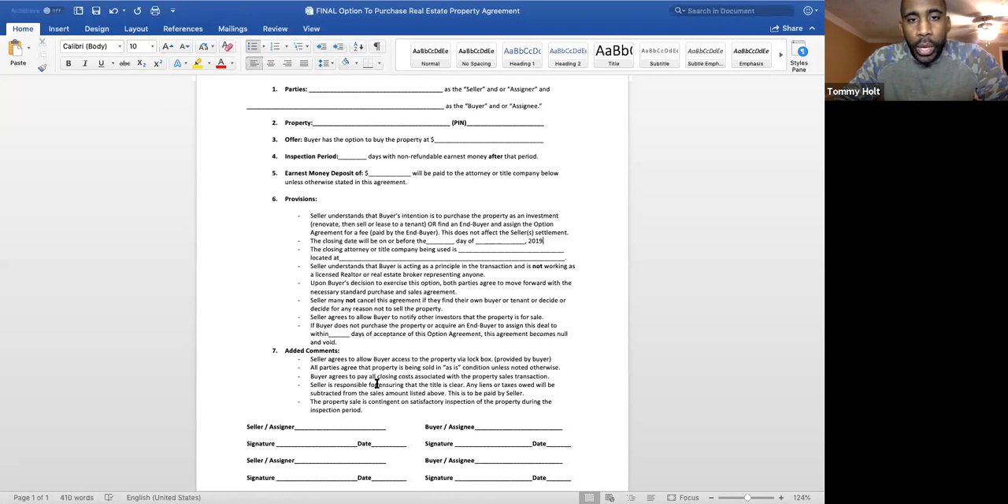So the buyer agrees to pay all closing costs associated with the property sales transaction. Again, this is a benefit to them, so really, really highlight this. We want them to feel like they're winning, which they should feel like they're winning. Seller is responsible to ensure that the title is clear. Any liens or taxes owed will be subtracted from the sales amount listed above.